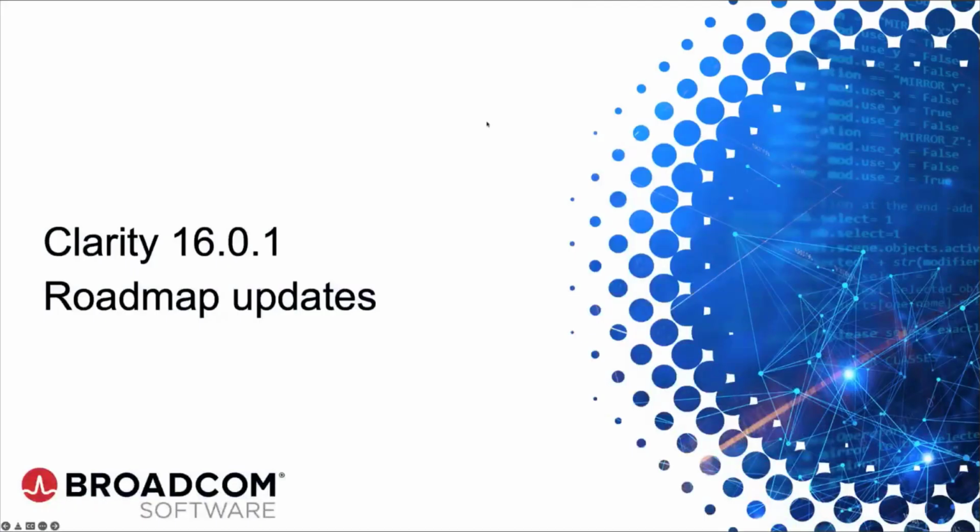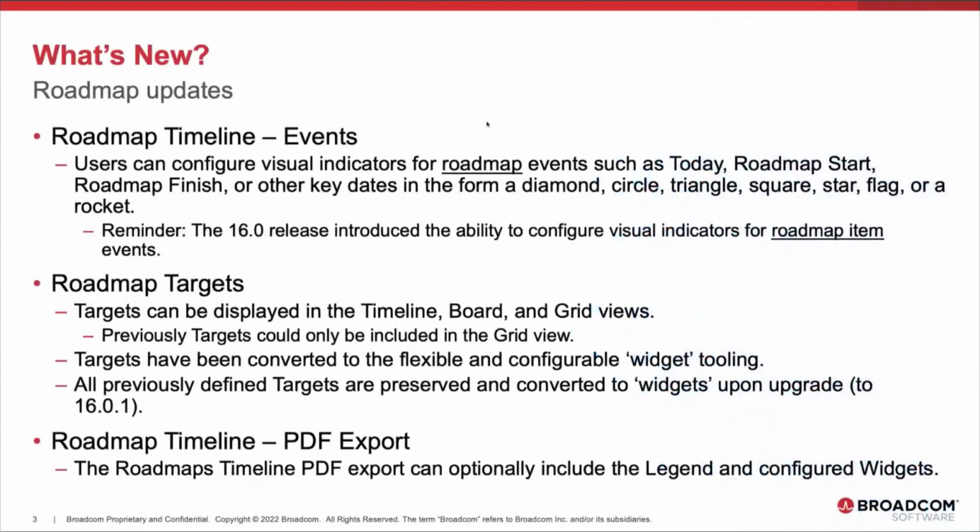In this section, we are going to be covering the roadmap updates that are new for this release. Let's get started. There's three areas we're going to cover. First, from the roadmap timeline perspective, we've added a new capability referred to as roadmap events. Essentially, it allows the user to configure visual indicators for roadmap level events using today, roadmap start, roadmap finish, or any other key dates that are important to communicate to your audience.